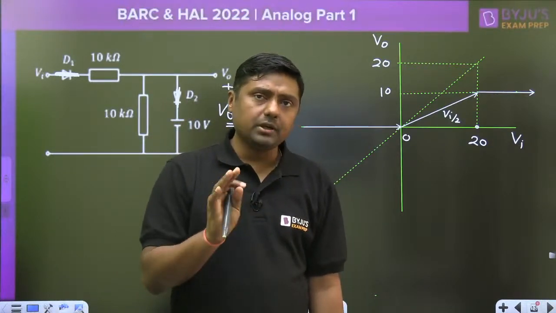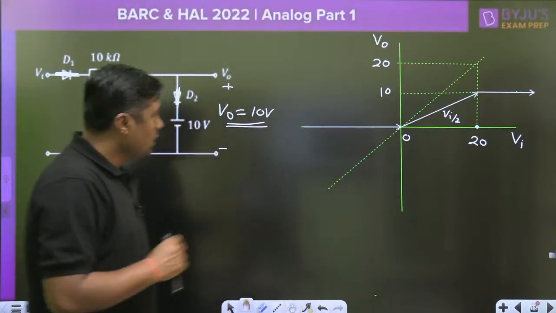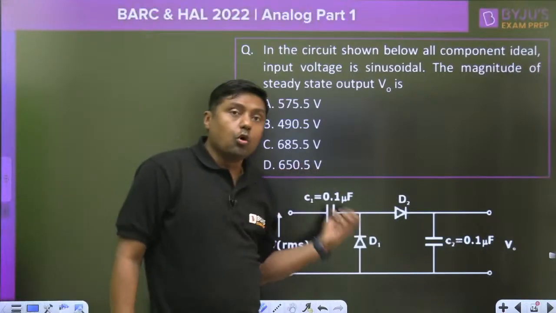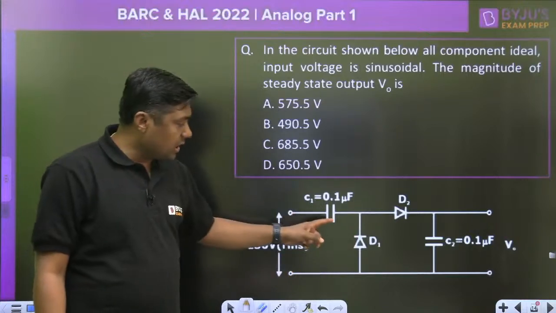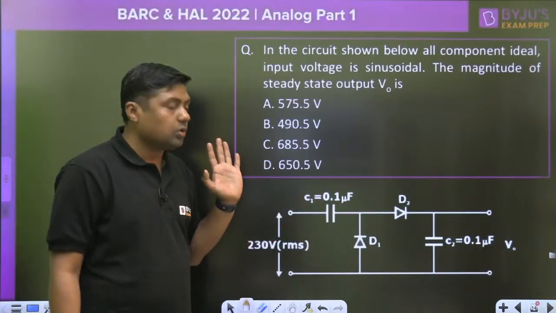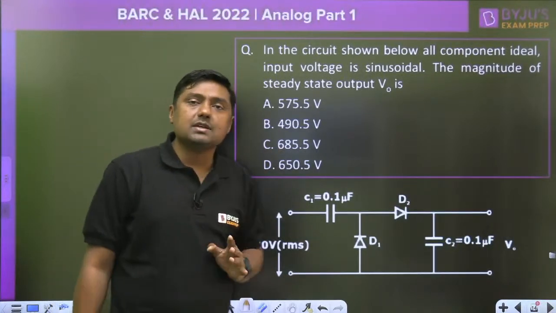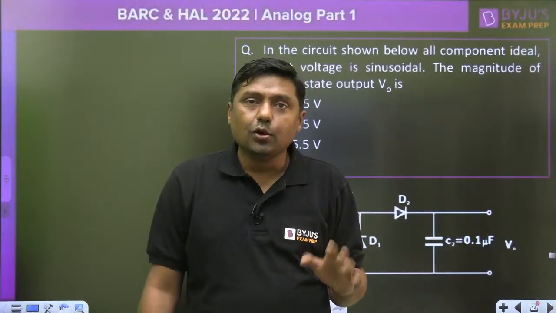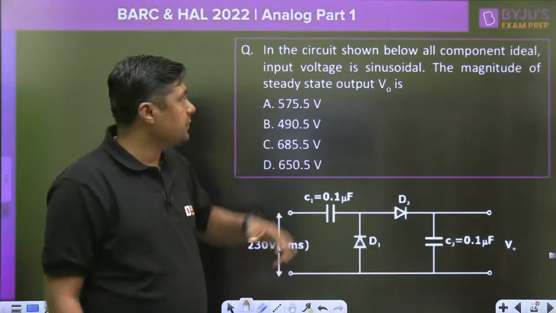Clamper, positive clamper, negative clamper, right, and simply output. Now the third diagram is a voltage doubler. Capacitor, diode, capacitor. Please give me the output V0. What will be the output? Everyone use your calculator, because in the BARC exam calculator is allowed, but in HAL I think it is not allowed. So you can use it. Please give me the answer. What is the answer for this question?